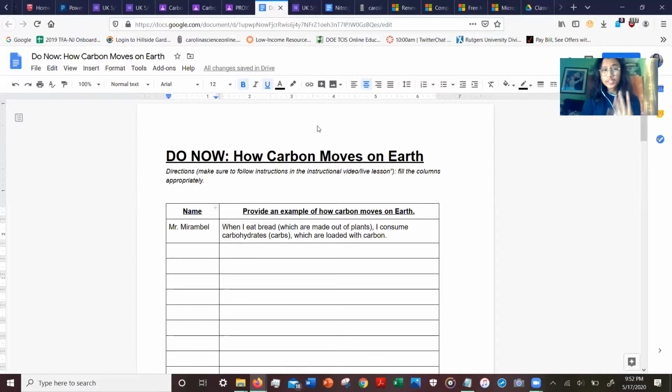Remember, there are 4 different spheres of our Earth in which carbon can move through: the biosphere, hydrosphere, geosphere, also known as the lithosphere, and the atmosphere. Take some time to review your peers' comments and also the comments I make on your peers' responses.